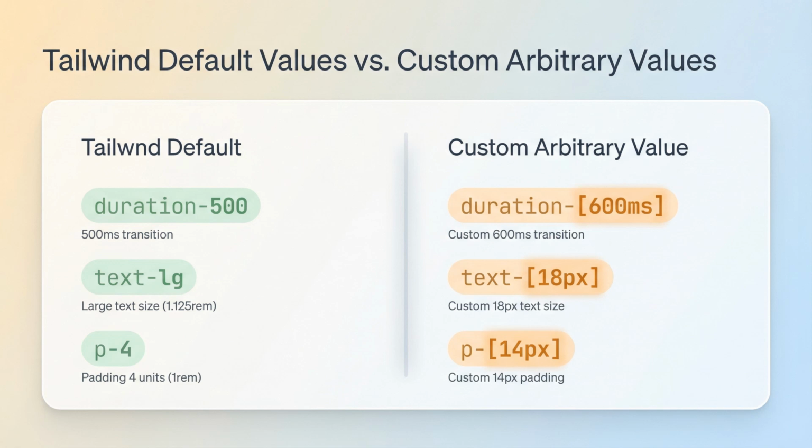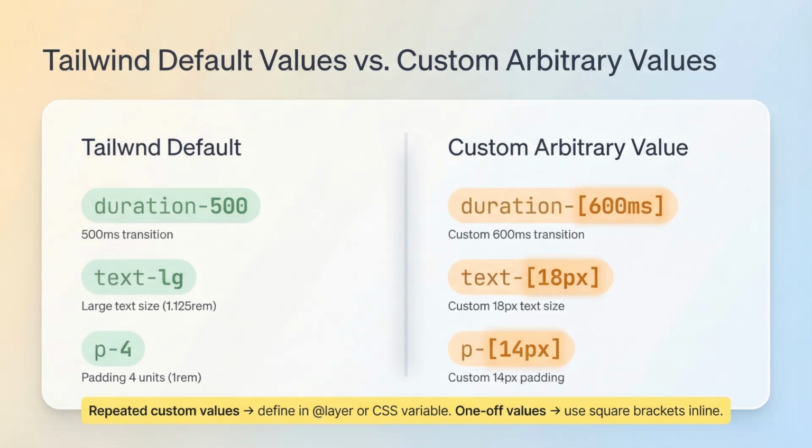When you need a specific value that falls outside that scale, square brackets let you inject any custom value inline. The practical rule of thumb is this: if a custom value appears repeatedly across many elements, it makes sense to define it in your style sheet as a CSS variable or a Tailwind theme extension. But if it's a one-off adjustment for a single element, the square bracket syntax is perfectly appropriate and keeps things concise. This is exactly how the instructor uses it in practice.